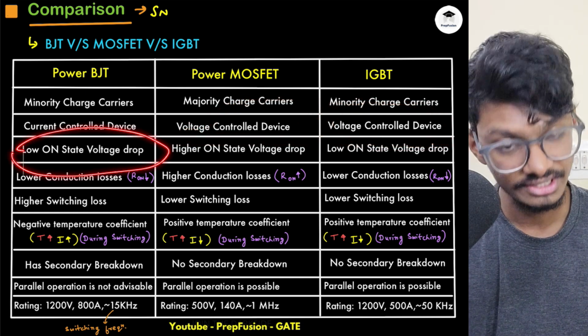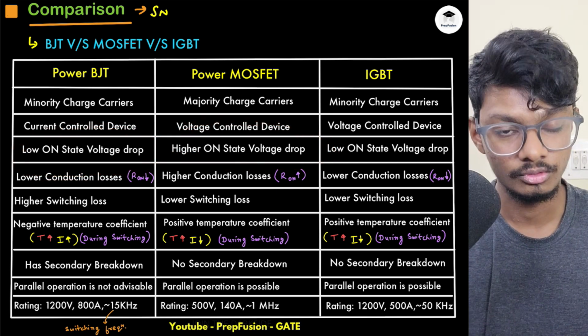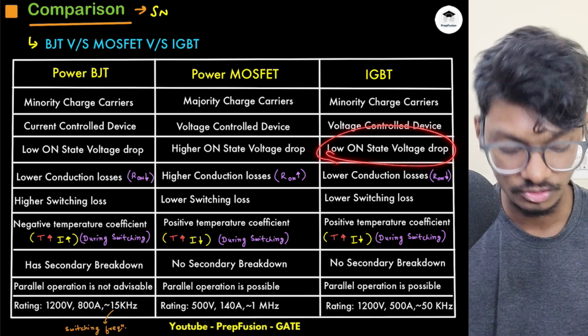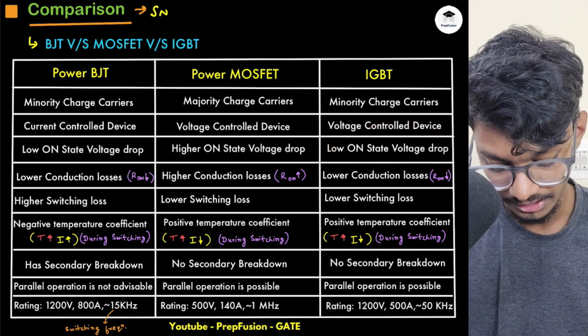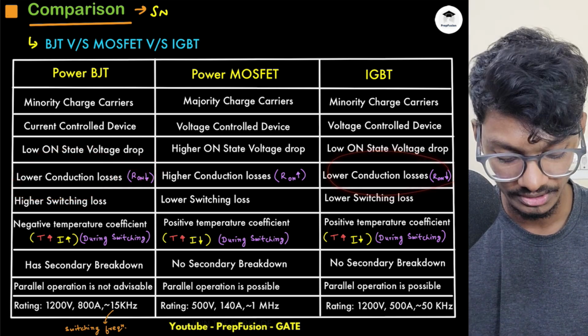BJT has a low on-state voltage drop. MOSFET has a higher on-state voltage drop due to no presence of conductivity modulation. IGBT also has a low on-state voltage drop due to the presence of conductivity modulation. It has lower conduction loss. This is lower, and this R1 is also lower. This is also lower, but this is higher.